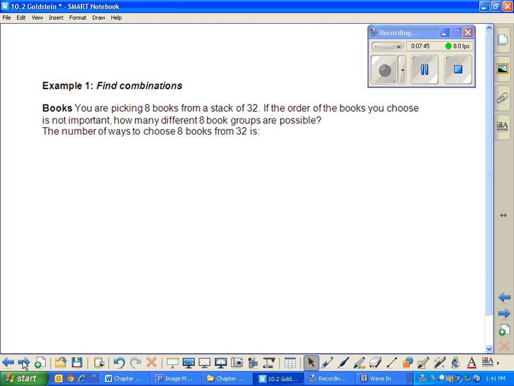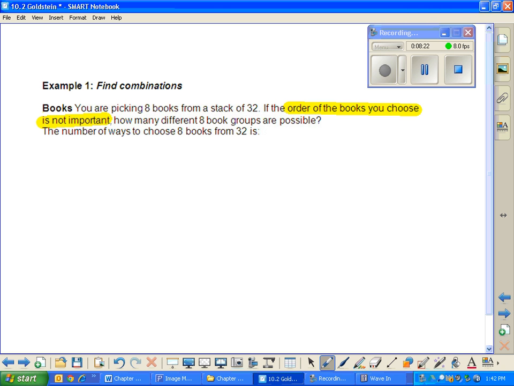We have our first example here, applying our formula and our knowledge about N and R with combinations. So, we're in a bookstore. You're picking 8 books from a stack of 32. If the order of the books you choose is not important, that's awesome. If they tell you that, you know for sure you're working with combinations, right? Because with combinations, order doesn't matter. So if the order of the books you choose is not important, how many different 8 book groups are possible?